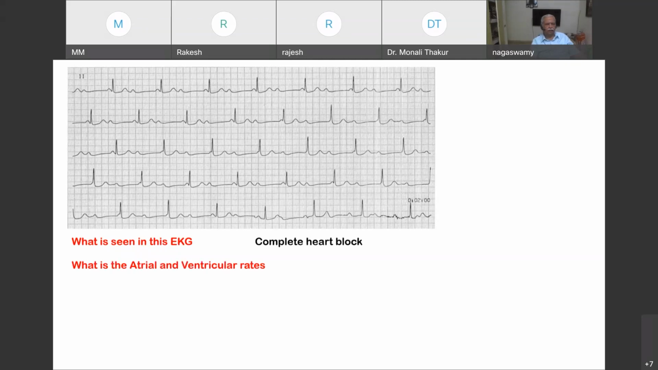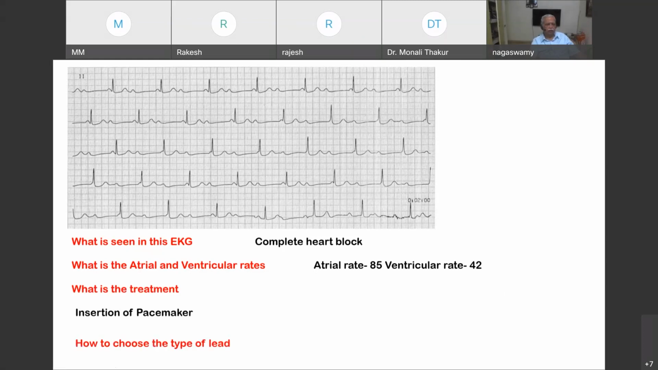Very good. So what is the atrial rate and what is the ventricular rate? How do you calculate the atrial and ventricular rate in heart blocks? So the atrial rate is 85. For the ventricular rate, always take the long strip, count the number of QRS complexes and multiply by 6. Yes, sir. What is the treatment? Insertion of a pacemaker.